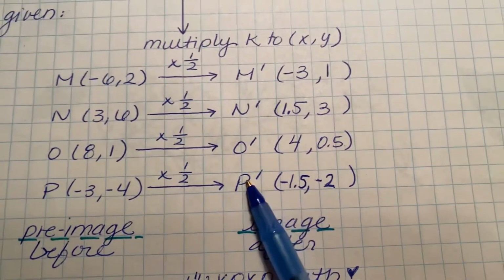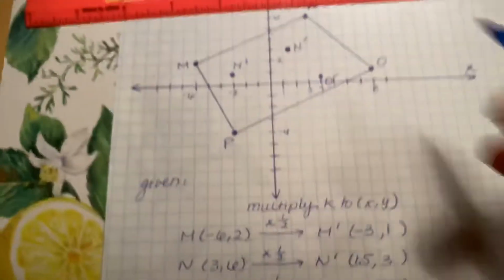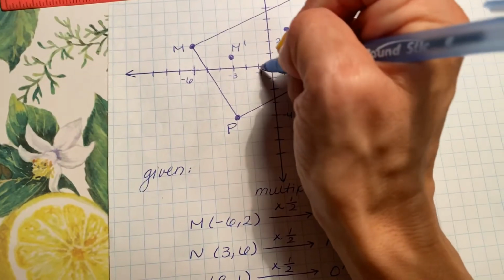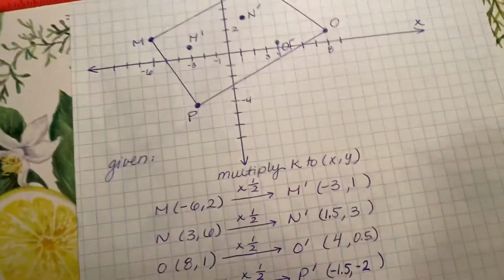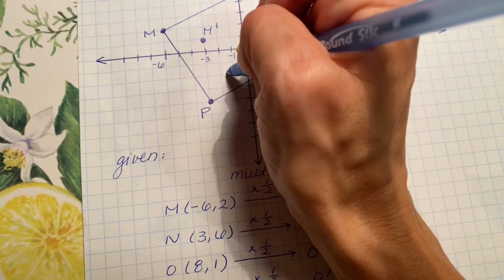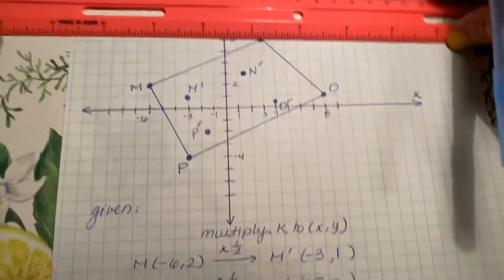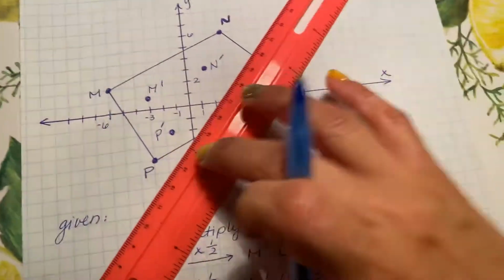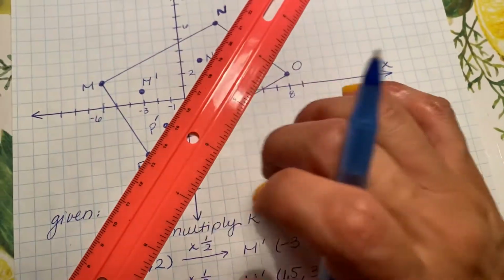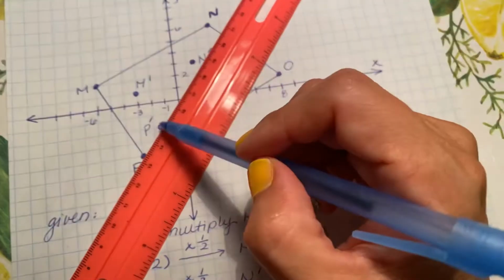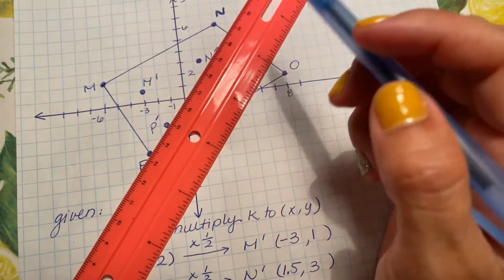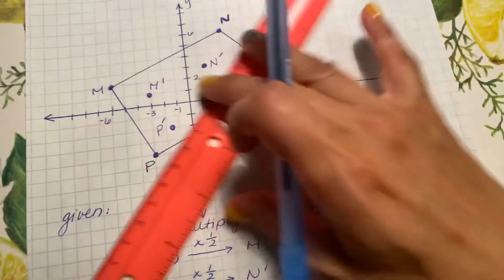Okay, P prime is -1/2, -2. So -1/2, -2, right here. And same thing, you can kind of see whether or not you're doing it wrong or right. So notice, here's my image, pre-image, center of dilation, or my origin 0, 0.